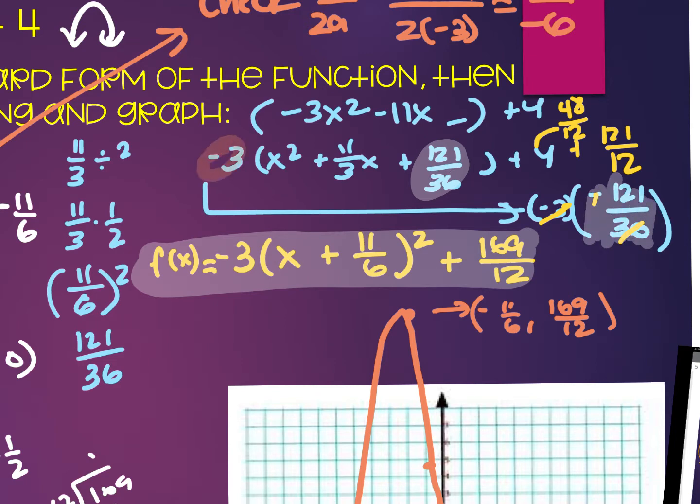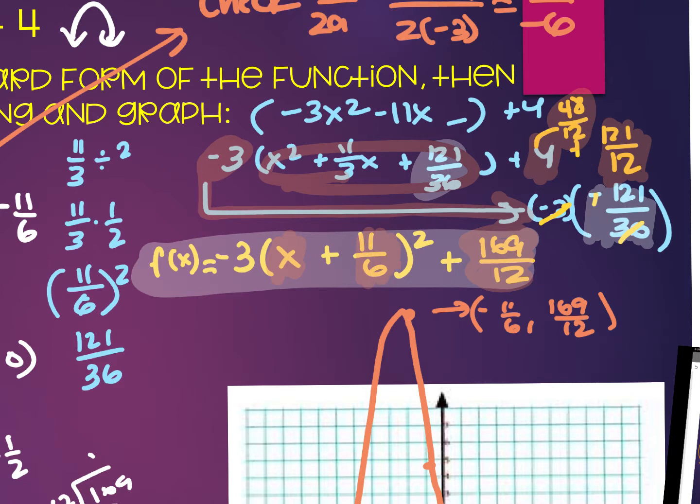But because you took something out, and you will have to take something out in your test, you're going to have to multiply by what's there before we know what to combine that last term with. So negative 3 times negative 121/36 becomes positive 121/12. We add that to 4, giving a like denominator, and that's 48/12. Combine, and you get 169/12. That becomes your k.